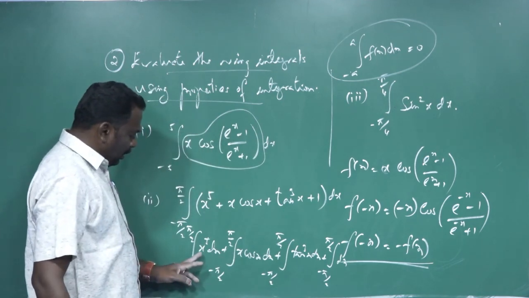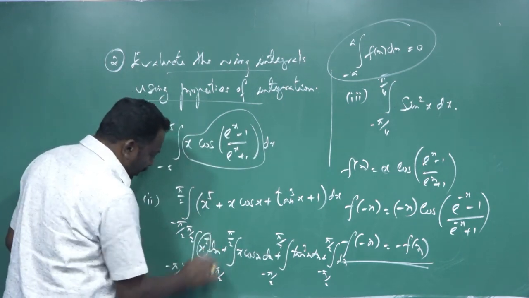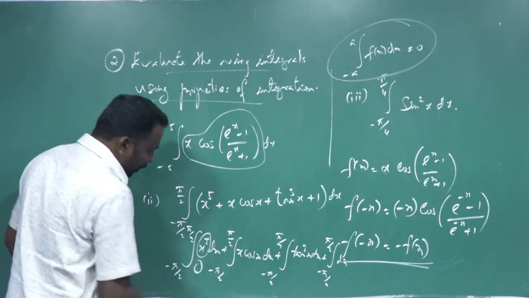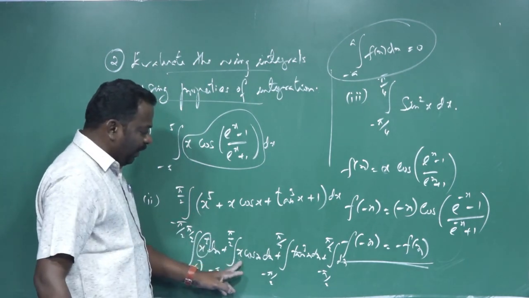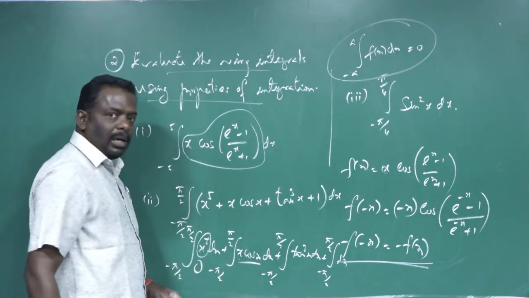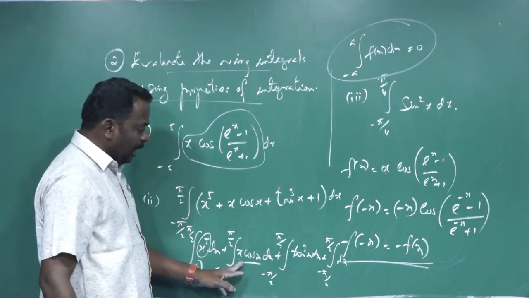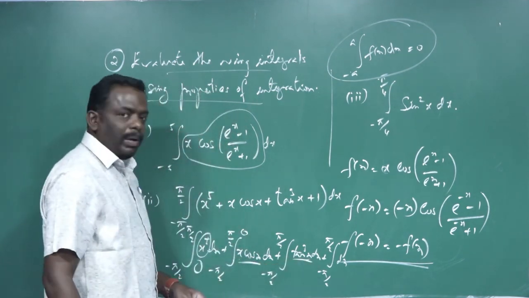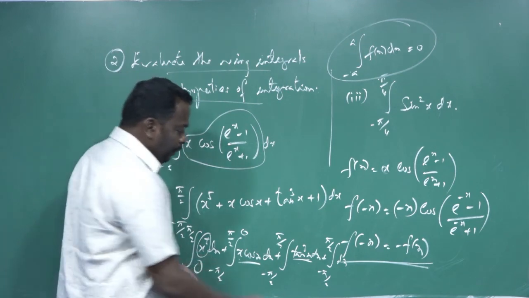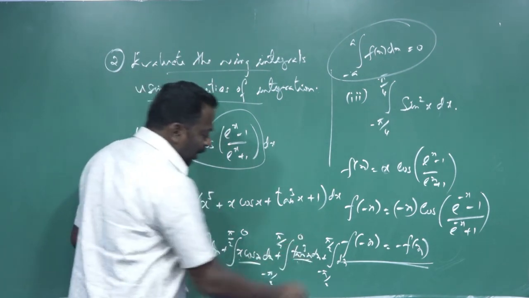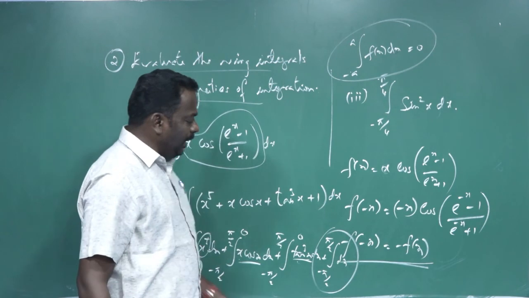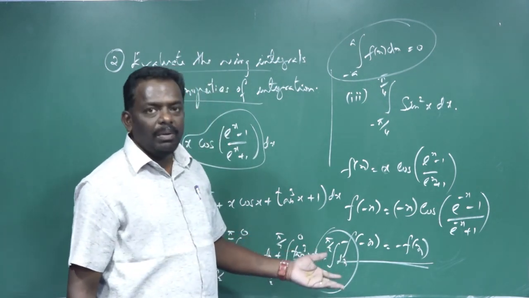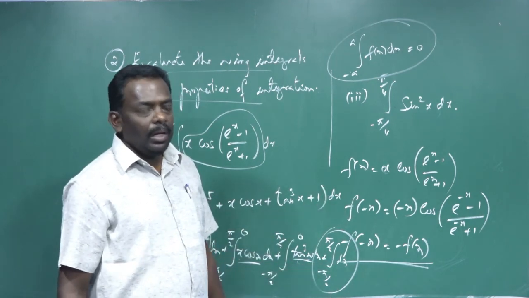For this, we verify the odd or even function property. x power 5 is called an odd function, therefore this becomes 0. And x into cos x, if you verify this function, x cos x is an odd function, so this value is also 0. And again we verify tan cube x, verifying whether it is an odd or even function, it is also an odd function, so the value becomes 0. And finally we have to evaluate minus pi by 2 to plus pi by 2 dx value.